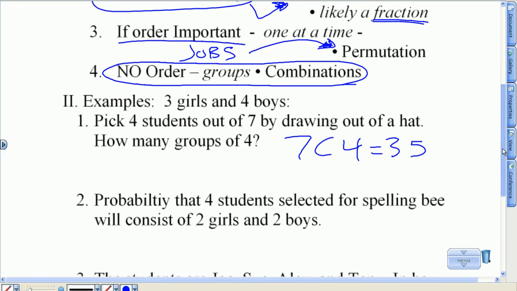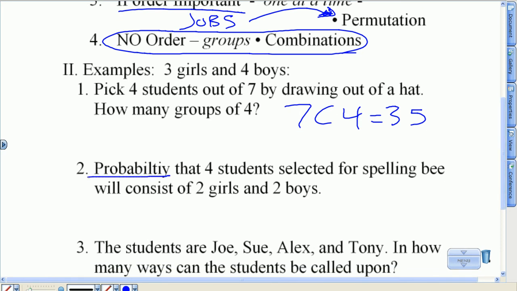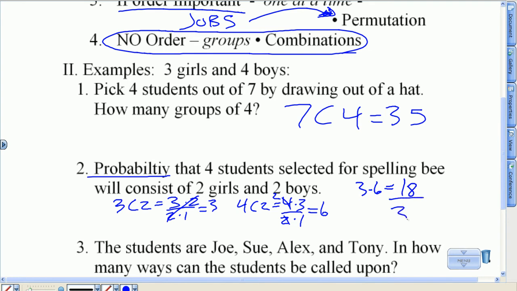Number 2, the probabilities. Now you see the word probability, although it's spelled incorrectly. Probability that 4 students selected for spelling bee will consist of 2 girls and 2 boys. All right, 2 girls. Well, that's 3 choose 2, which is going to be 3. Technically, it's 3 times 2 over 2 times 1, so it's 3. 2 boys, 4C2, 4 times 3 over 2 times 1. Pre-reduce, that's going to be 6. So we do 3 times 6, which is 18 out of 35.